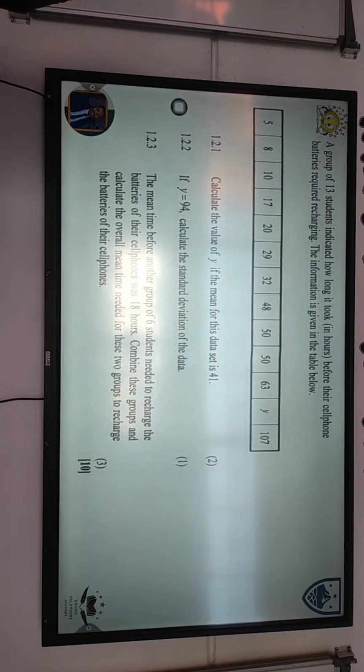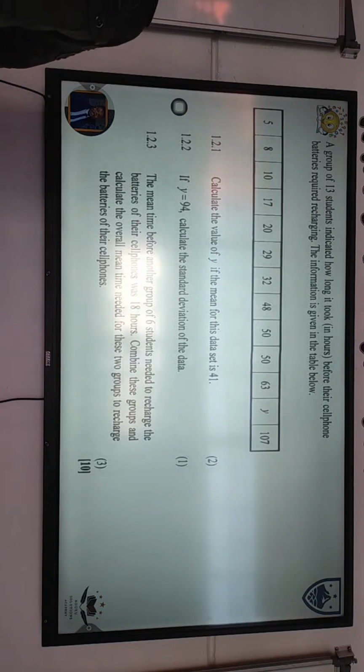This is the number of hours the students' phones lasted, how long it took before their phone battery required recharging. 107 is 107 hours. It goes from 100 to 0. I think the battery was actually full, and then how long it lasts. That was 0, so that's 7 hours.